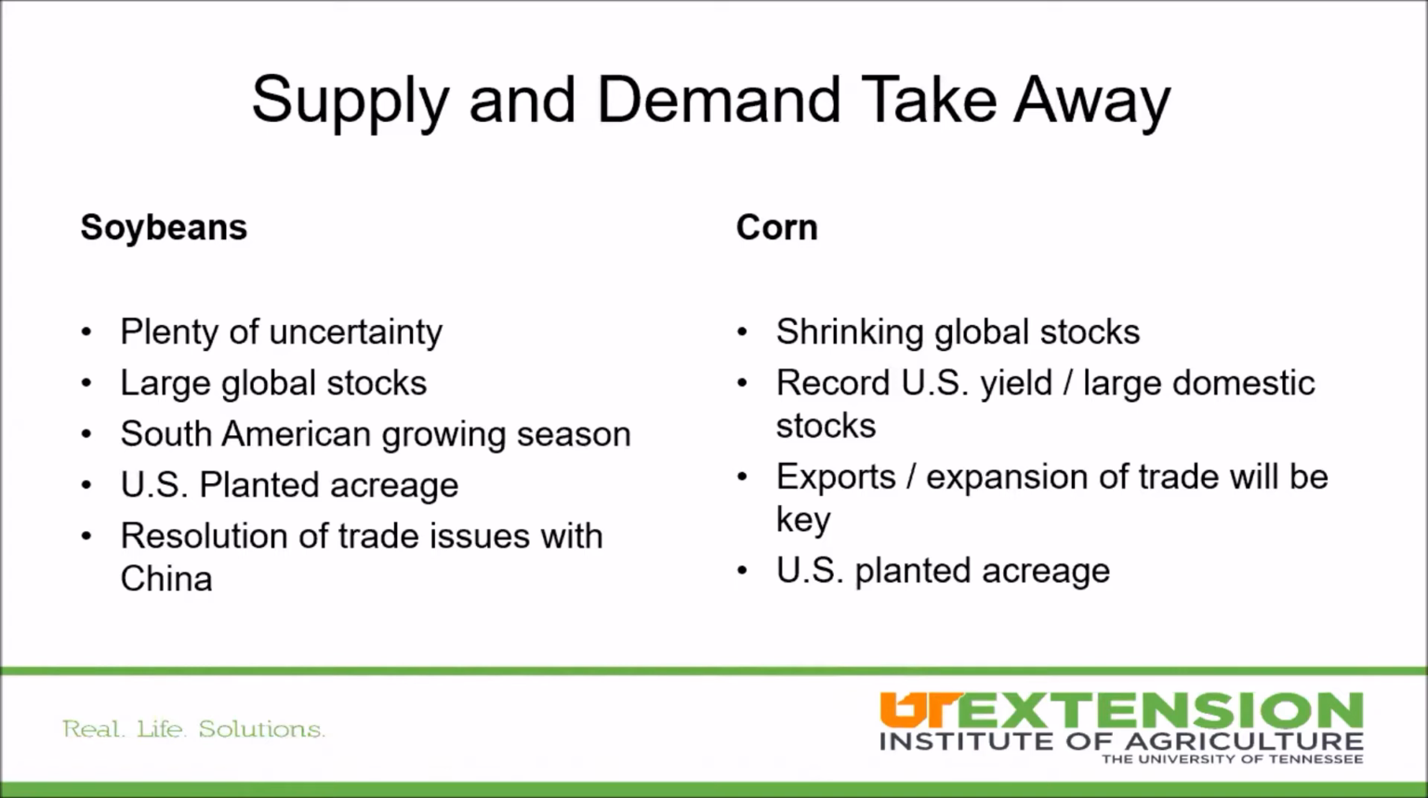For corn, we've seen shrinking global stocks for the last couple of years. The price effect domestically has been a little bit muted just because of the record U.S. yield and large stocks. But again, we would expect that if we can balance out our large stocks by accessing export markets and expanding trade with partners around the world, we would end up seeing some additional price strength. And again, there's that double-edged sword of U.S.